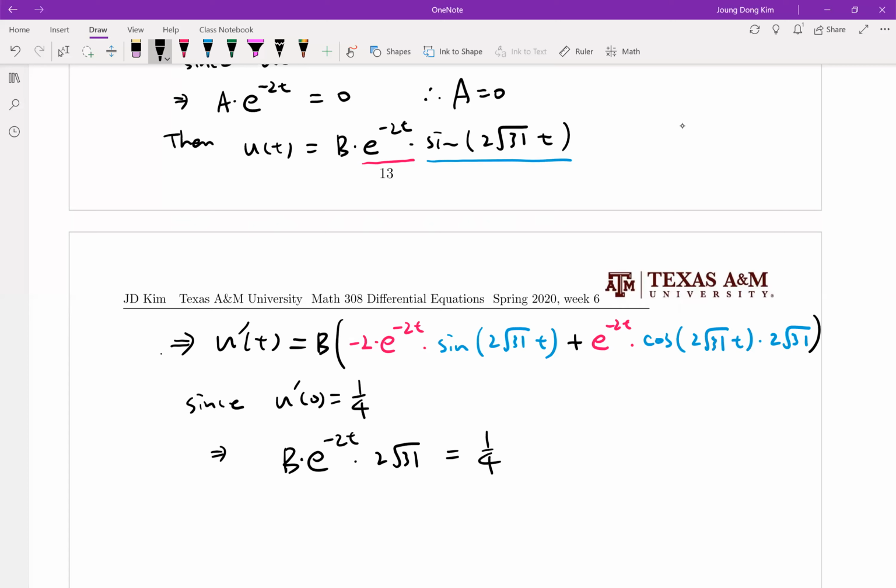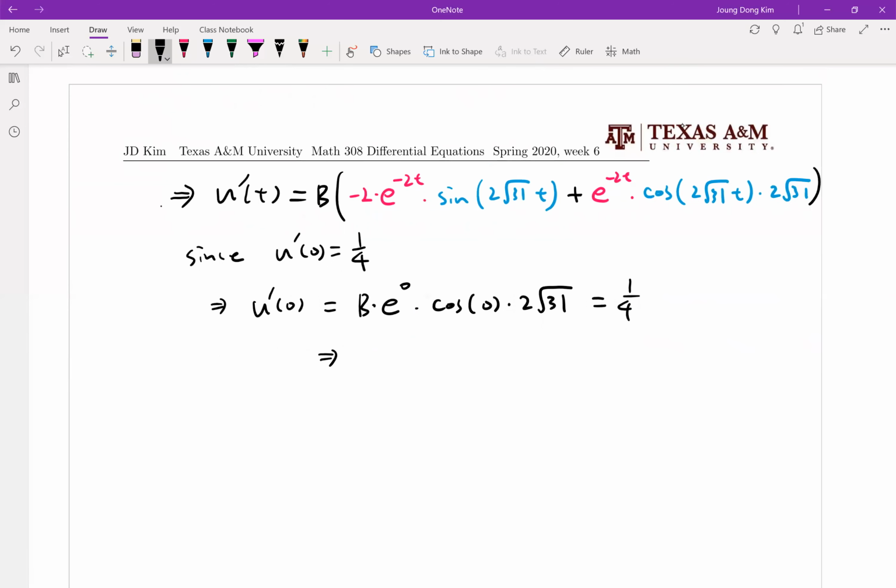Oh, sorry. e to the 0 equal to 1 as well, right? Then we can rewrite this one this way. Let me rewrite everything, okay? u prime 0 equal to b times e to the 0 times cosine 0 times 2 square root of 31 must be 1/4, which means b times 2 square root of 31 equal to 1/4.